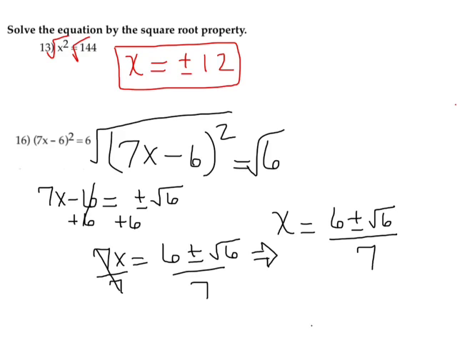Now, I want you to notice that in this case, I could not simplify anymore because I'm left with something that is not a perfect square in this area, the square root of 6. If this was a perfect square, alright, then you would try to combine the values here. So you'd do 6 plus and 6 minus, and then divide it by 7 to come up with two different answers. But in this case, this is an acceptable answer here. So this is how you would solve an equation using the square root property.